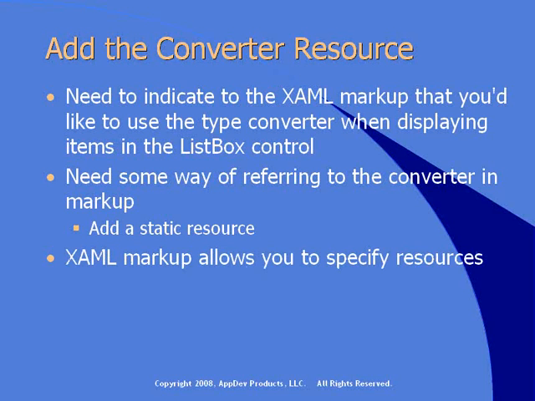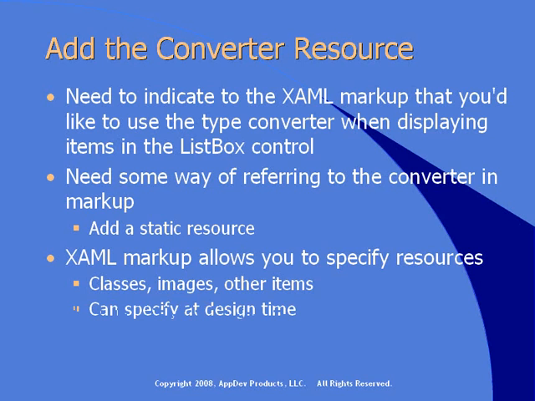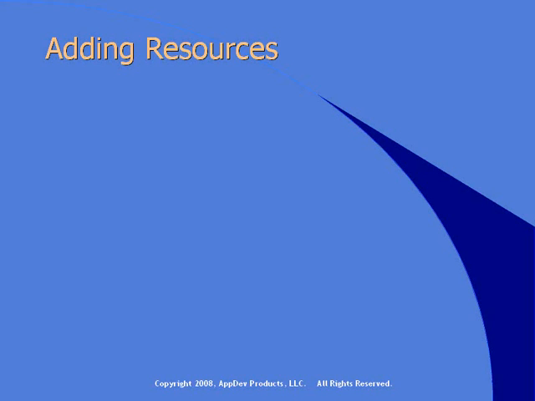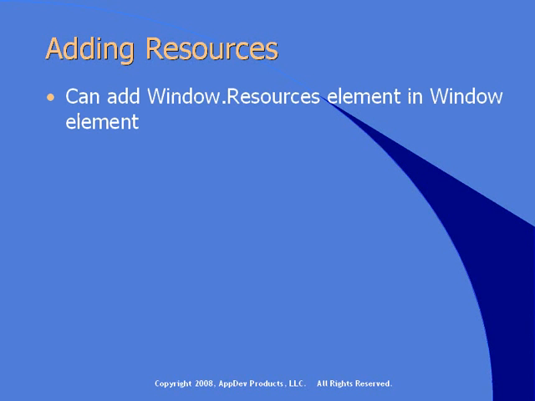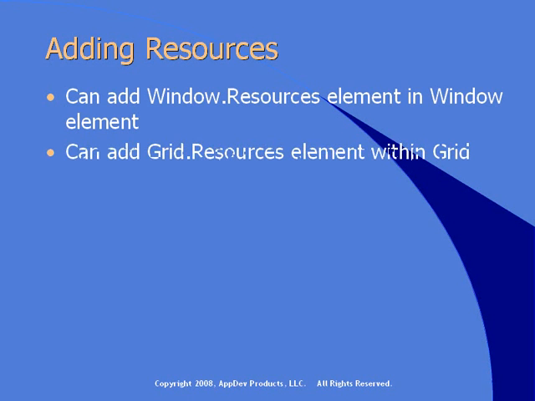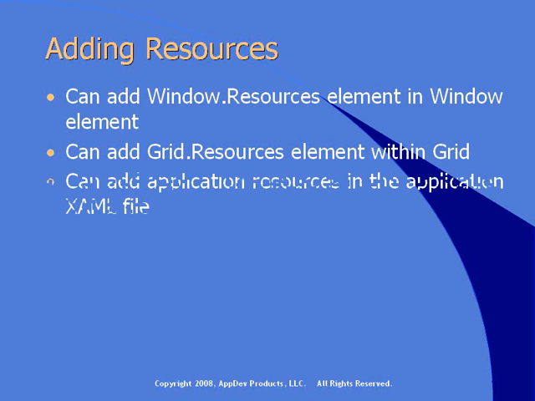XAML markup allows you to specify resources, that is, objects, things you'll use as part of the markup. These can be classes, images, or other items, and you can specify them at design time. To add a resource, you can add the resources at any level. You can do it at the window element. You can add grid.resources element within the grid. You can add application resources in the application XAML file.